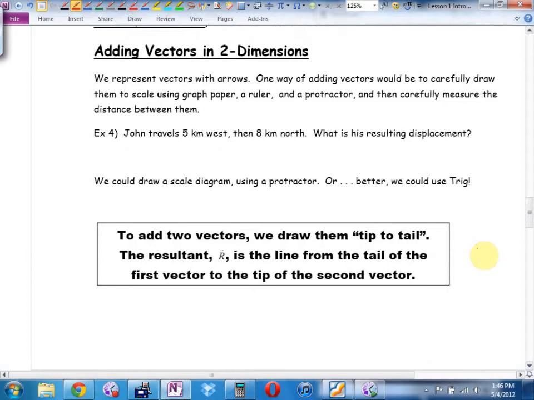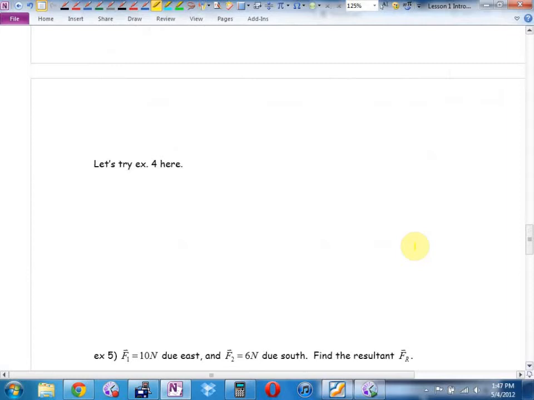How do we add vectors together? Ben, here is the rule. To add 2 vectors, we draw them tip to tail. Say what? Next page, example 4. Let's try example 4 here. What were the 2 vectors from example 4? What did we want to add together? Okay, I've turned the page, so I'm going to put a compass on here.